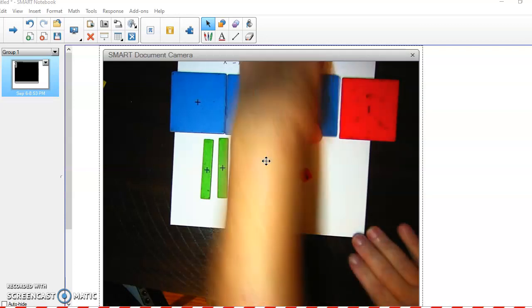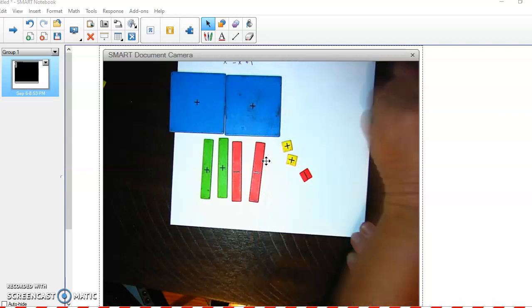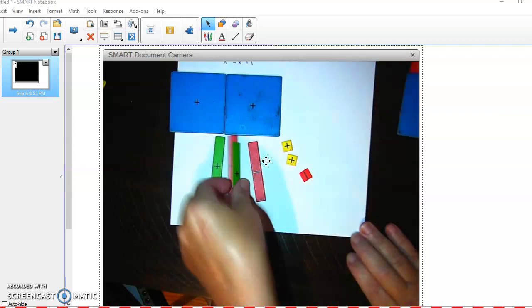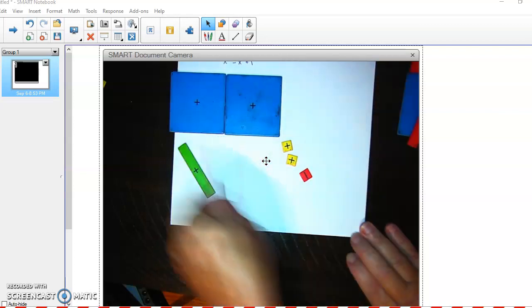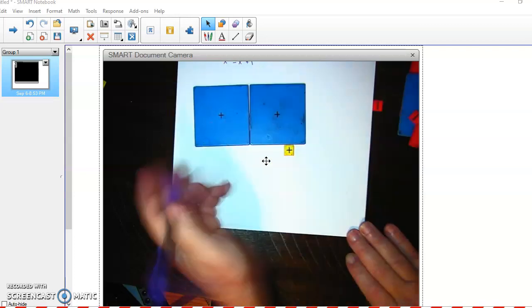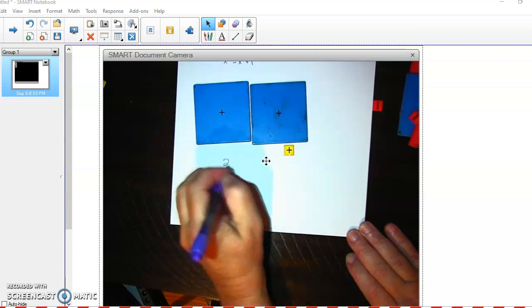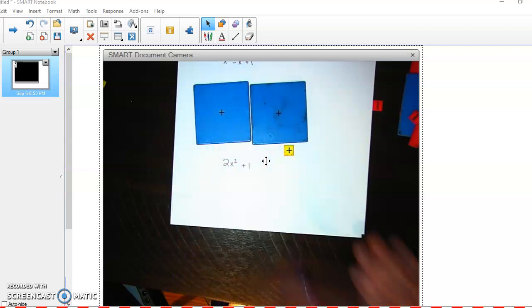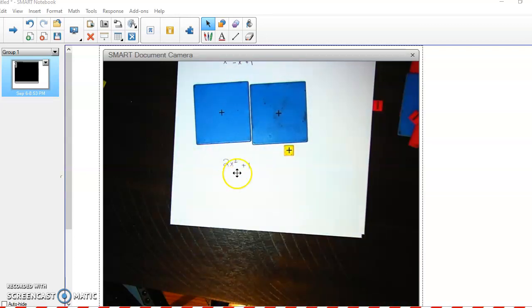Okay, so I'm going to make my 0 pairs, make my 0 pairs, make my 0 pairs. So those are gone. And there. So my answer is 2x squared plus 1. Okay, so then you're going to go to use the virtual algebra tiles, and the instructions are in there.